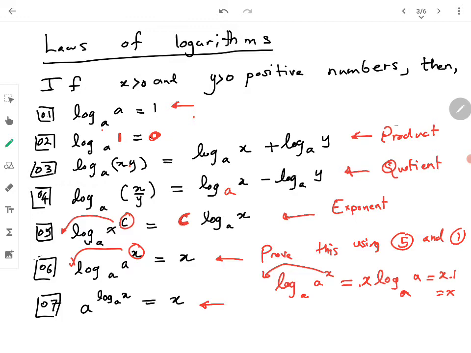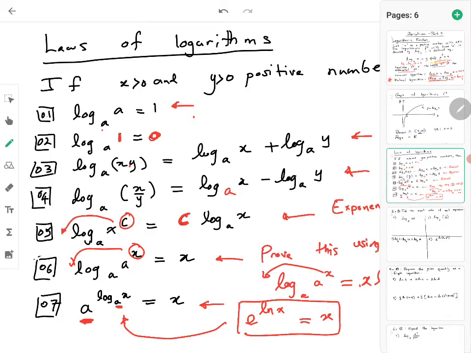Then the seventh one is a to the log a x is equal to x. So the exponential function has base a. What's inside here, the log also has base a. Then this is equal to x. So for the natural exponential, the rule is e to the ln x is equal to x. So this seventh rule in natural log is this one.